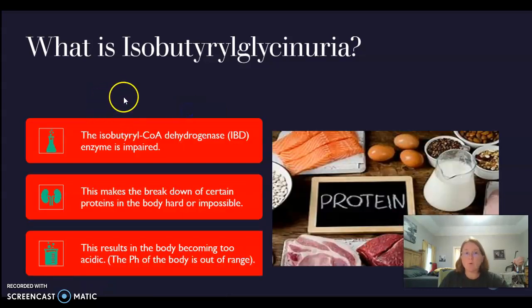And so what exactly is it? It's whenever the isobutyryl coenzyme A dehydrogenase, IBD for short, enzyme is impaired. And this makes the breakdown of certain proteins in the body hard or impossible. And this results in the body becoming too acidic, which means that the pH of the body, which is normally 7.4, becomes out of range. It actually goes down below the 7.4 mark.